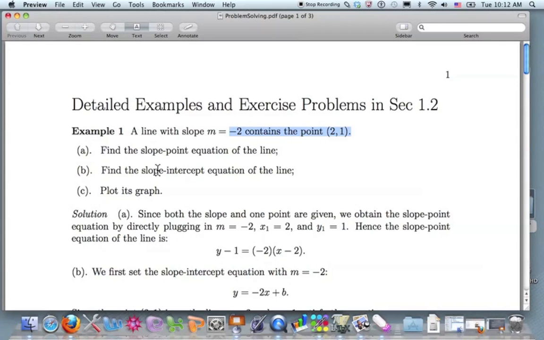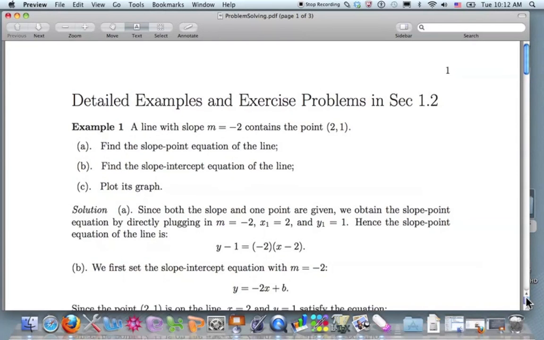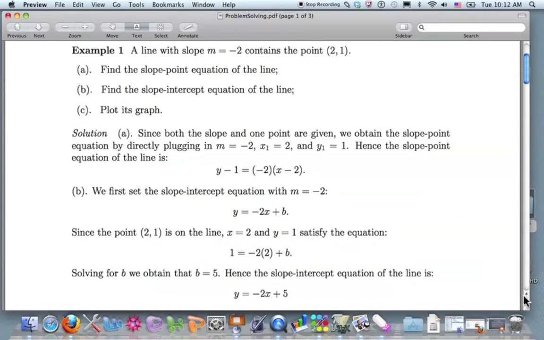In order to form a slope-point equation, it's very direct. We just have the slope, -2, in the m position, times x minus 2, since 2 is the x value of this point. On the other side we have y minus 1. Usually we will need to expand it, distribute the slope in.